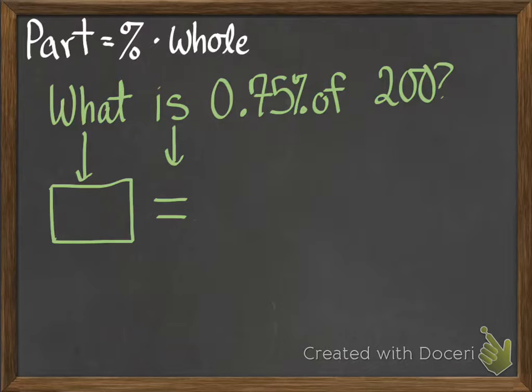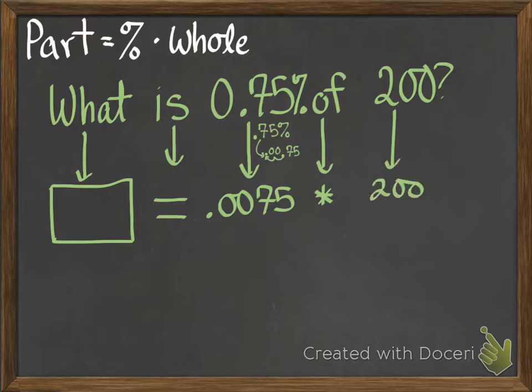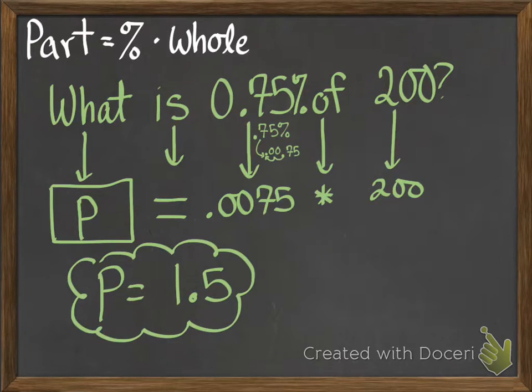Now 0.75%, I need to change that to decimal form because you can only work with decimals. I'm going to move my decimal 2 to the left, and I get 0.0075. So 0.75% is equal to 0.0075 as a decimal. Of means multiplication, 200 is just 200. Now I can solve pretty easily. What I don't know is by itself on the left-hand side, and I just do 0.0075 times 200, and I'll use P for part equals percent times whole. Part equals 1.5. All right?